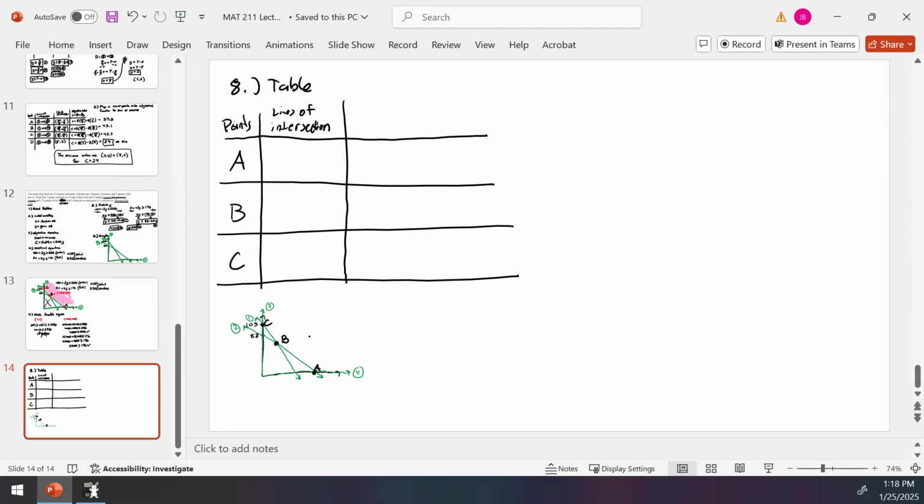The lines that intersect for A are going to be line number 2 and 4. So 2 and 4. Sometimes it is kind of hard to read. You just got to make sure you make it neat. And then for B, it's going to be 1 and 2. So equations 1 and 2. Right? Equation 3 is the y-axis. Equation 4 is the x-axis. And then C is going to be equation number 1 and equation number 3.